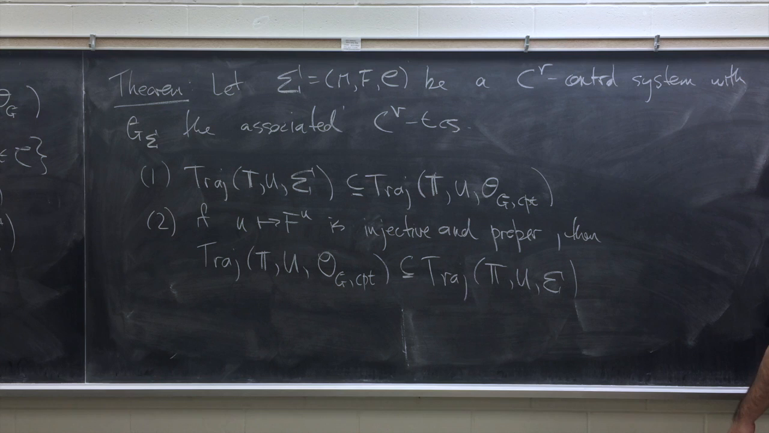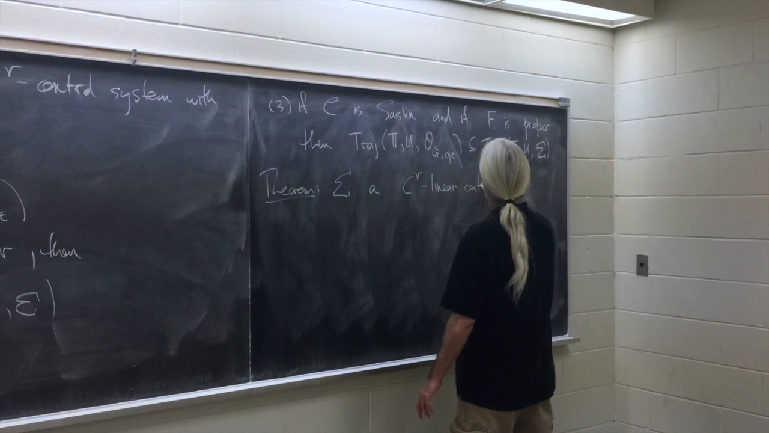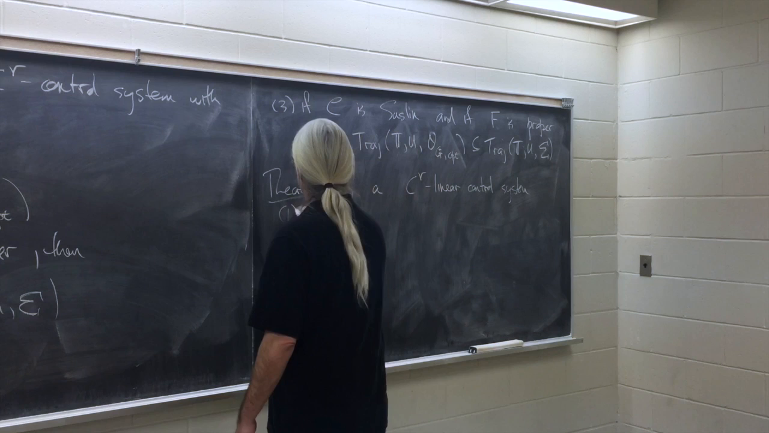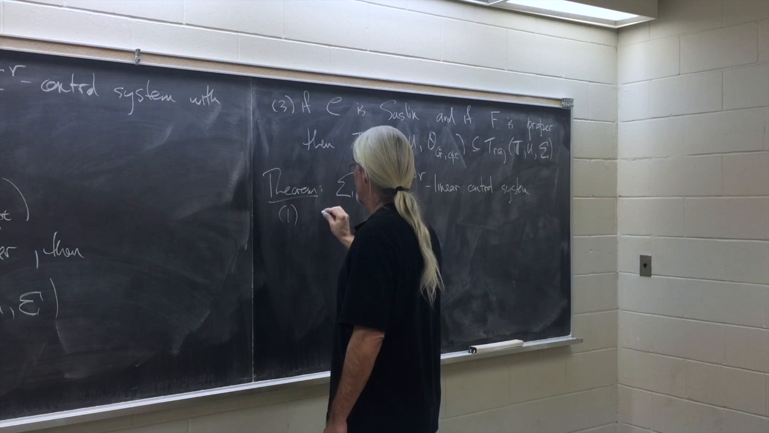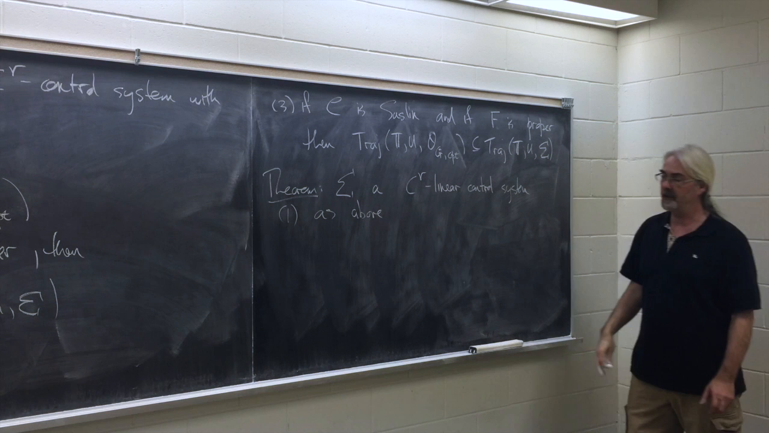Okay. And so maybe I will finish by, while we're here, and it seems stupid not to take a moment to do it, let's look at the linear case. So if you have a linear control system, then again you have the obvious inclusion, the easy one, going from trajectories of your control system to trajectories of the tautological control system.